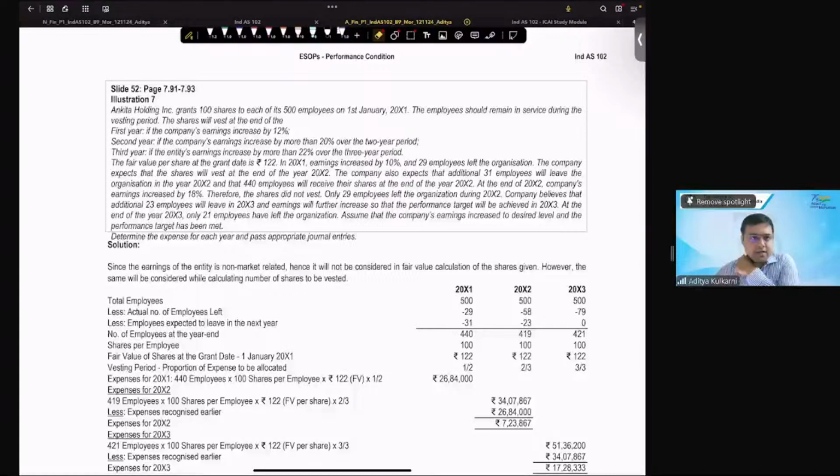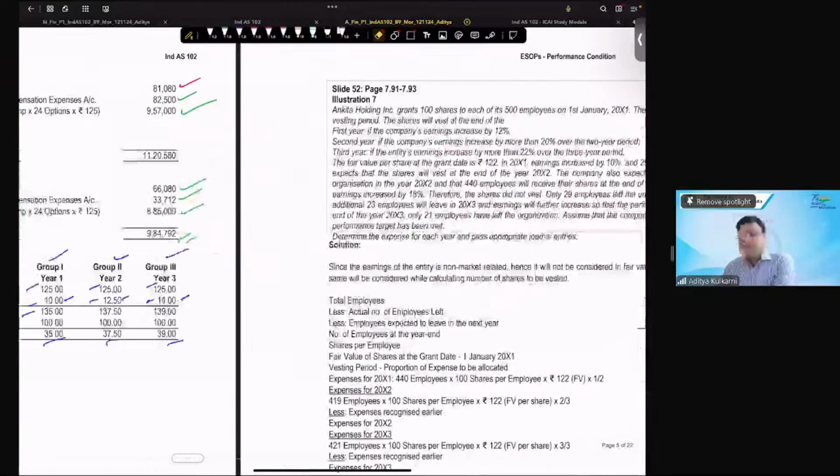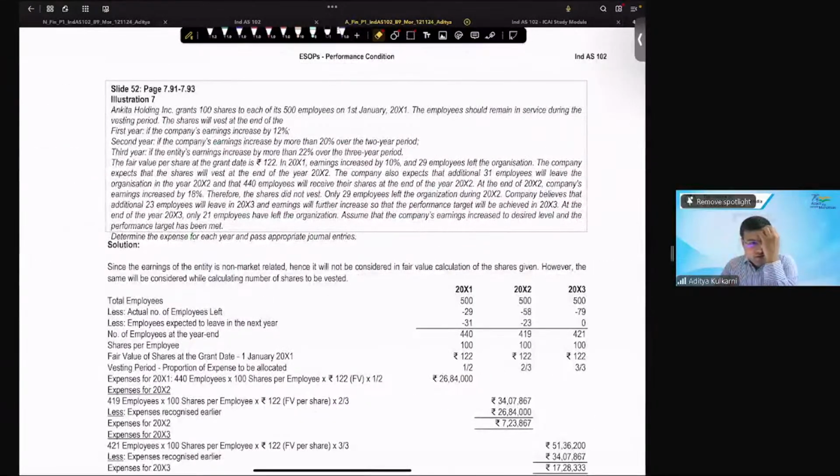Okay, perfect. So now let us proceed. Let us now proceed to calculate. Let us understand the question. You will then be able to calculate, do the workings and understand the application also.